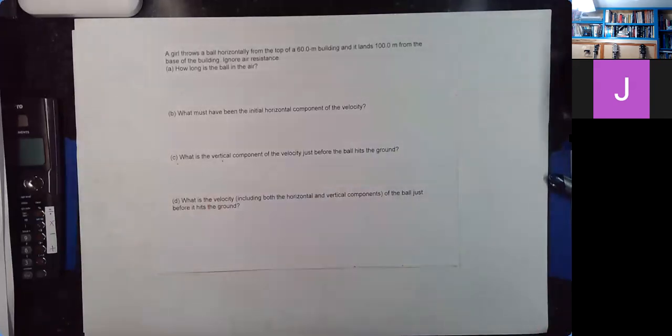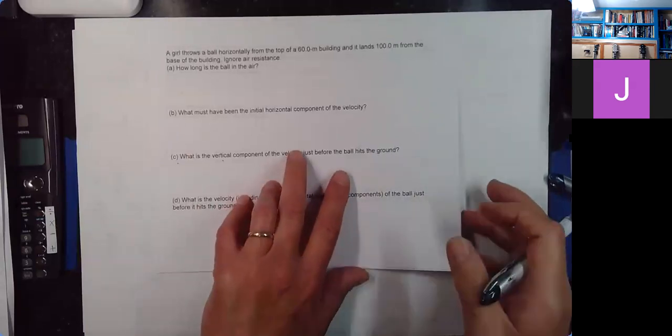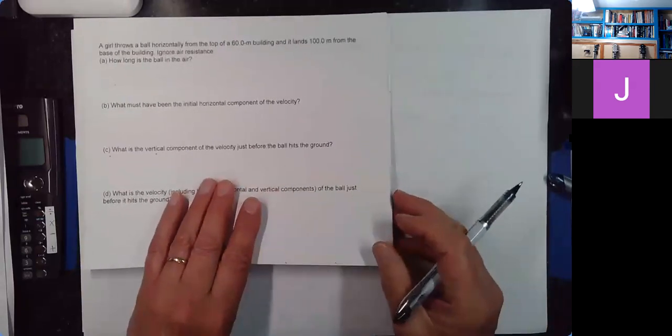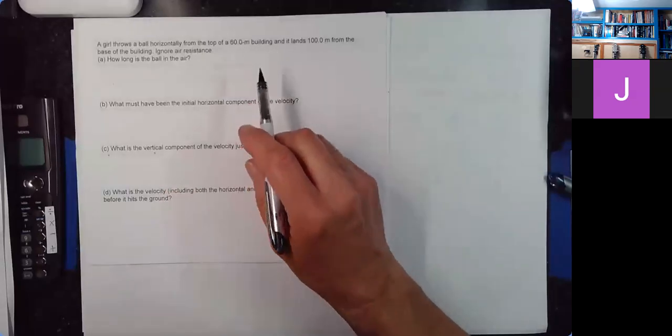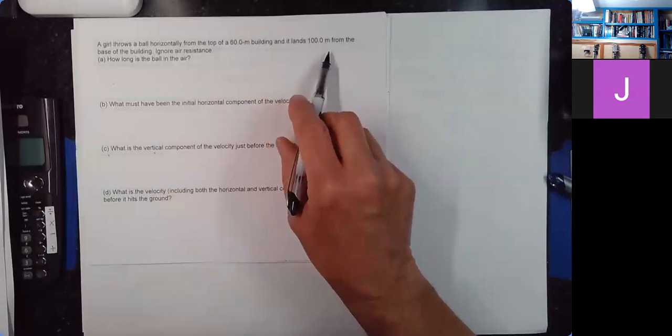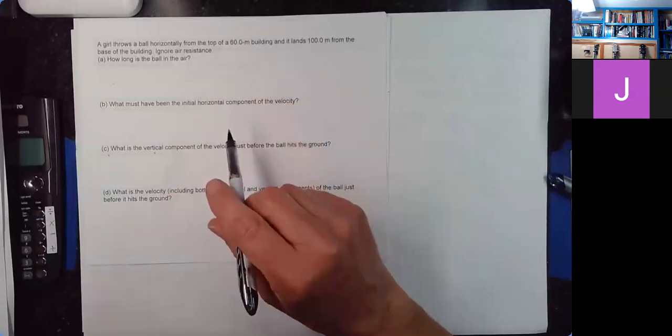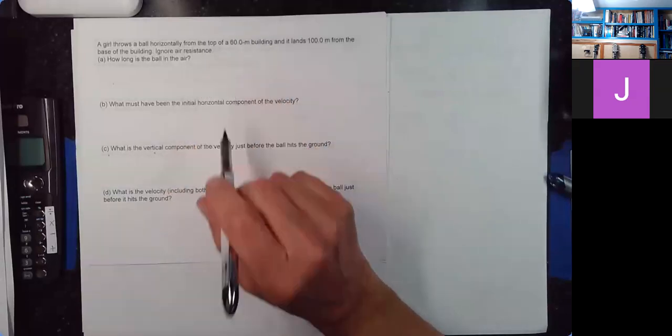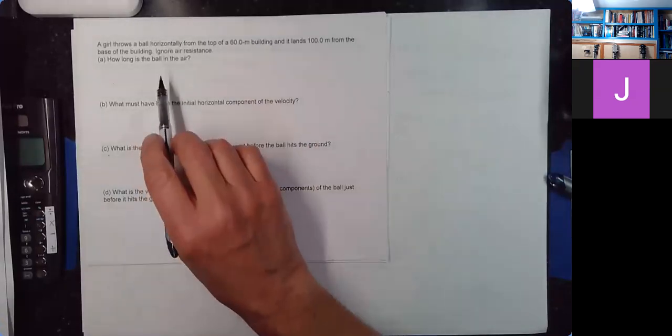So this first problem here seems crazy. A girl throws a ball horizontally from the top of a 60.0 meter building. That doesn't seem so crazy. Sounds like fun to me. And the ball lands 100 meters from the base of the building. Ignore air resistance. How long is the ball in the air?